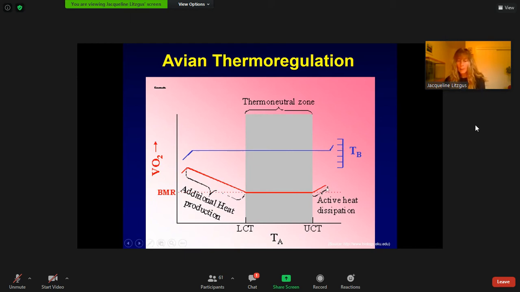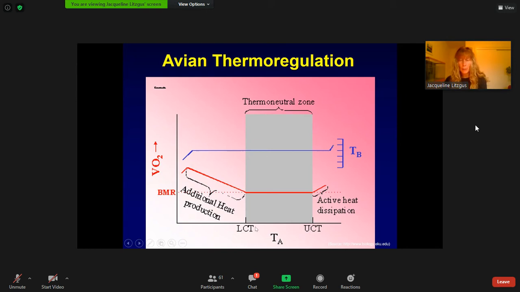So the slope of this line is basically telling you the cost of thermoregulation in a hot environment. This is right. Basal metabolic rate represents this cost. So this upswing in basal metabolic rate is what it costs this bird to maintain its body temperature at a good rate. And then like I said, at some point it goes off the rails and it can't do it anymore.